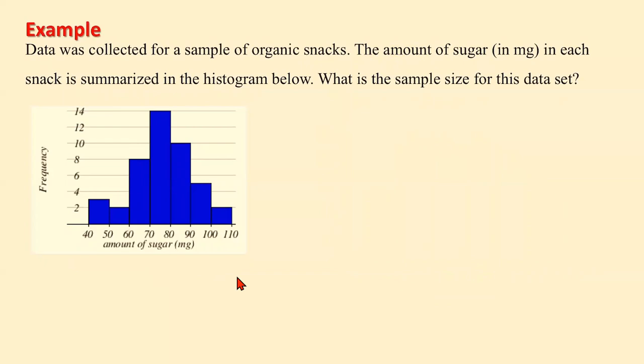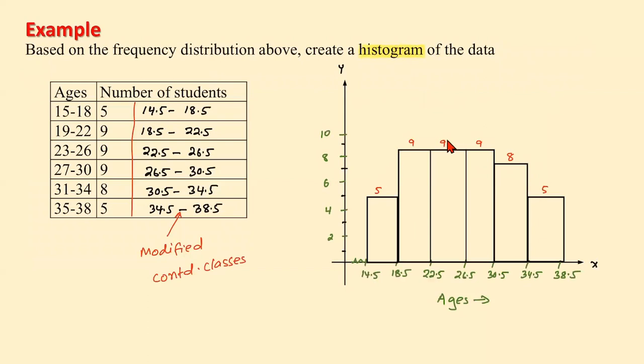This one here. So here in this example, let's see what we're asked to do. Data was collected for a sample of organic snacks. The amount of sugar in milligrams in each snack is summarized in the histogram below. What is the sample size? So from the previous example, what we know is if we want to know the sample size, we need to add all these numbers on the top of the bars. Okay, that is the sum of the frequency.